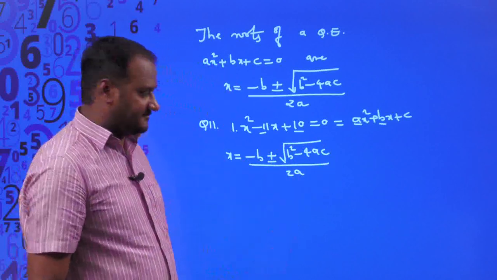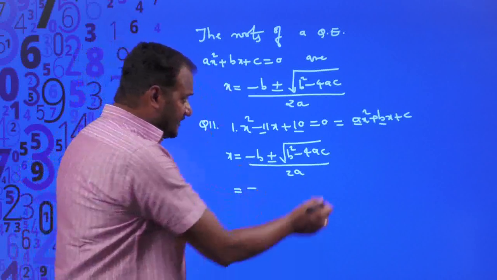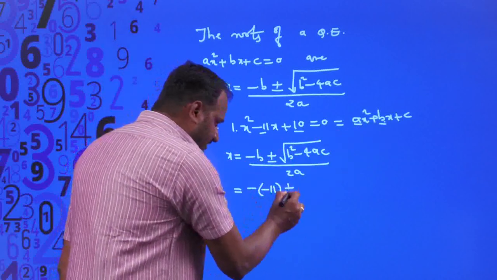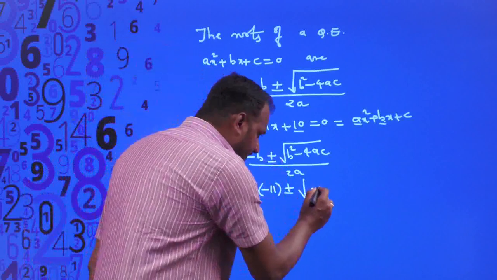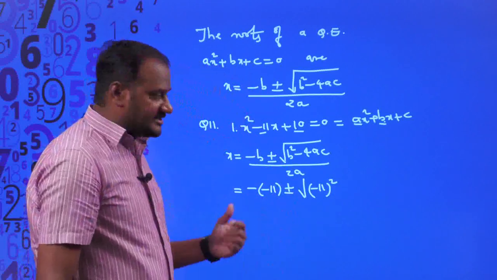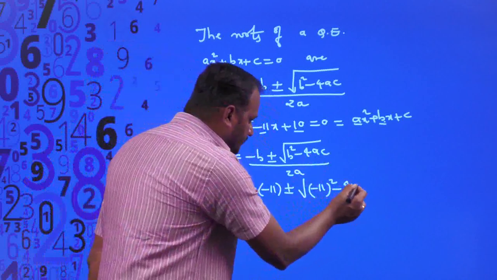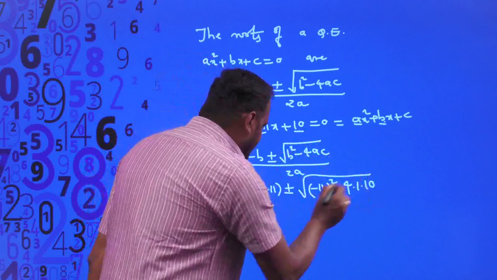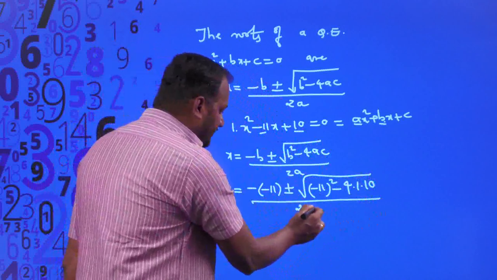Shall we substitute the values? Yes, which is equal to, first negative is there, so negative, the value of b is going to be negative 11, so negative of negative 11, plus or minus square root of b square. Since b is equal to negative 11, b square means negative 11 whole square. Should not avoid that minus. So, minus 11 whole square minus 4 times a. a is going to be 1. So, 4 into 1 into c. c is going to be 10. So, whole divided by 2 times a. That is 2 times a, a is equal to again 1.